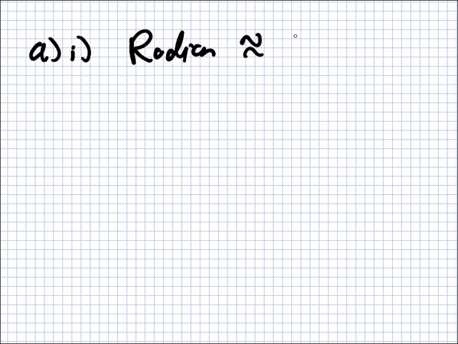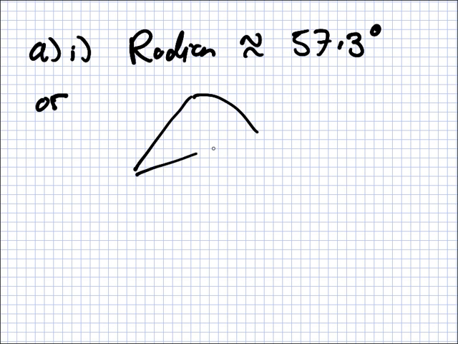Alright, A1, what's the radian? So you could say that the radian is approximately 57.3 degrees. Or, if you wanted to, you could say the radian is the angle here, so that this length is the same as this.